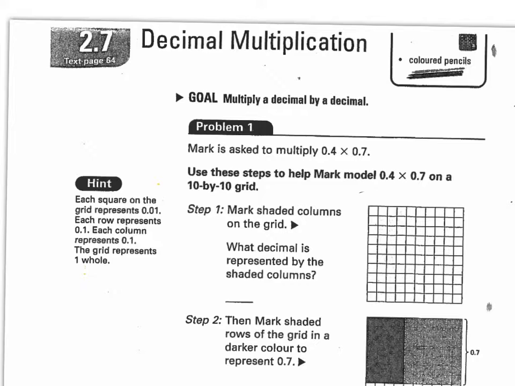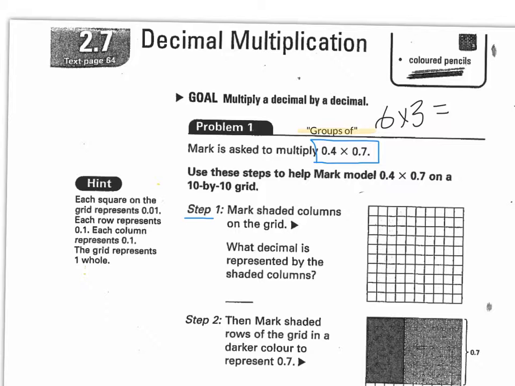Remember that multiplication means groups of. For example, 6 times 3 means 6 groups of 3. Our task is to multiply decimal 0.4 by decimal 0.7. We are going to use this grid to model.